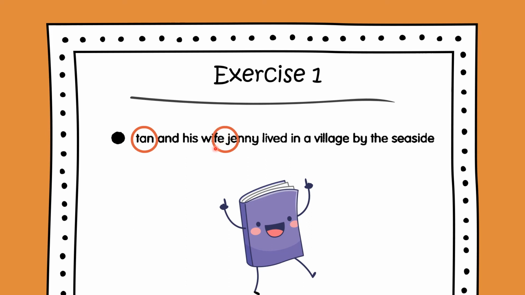And here, after the word wife, we put a comma. Why we put a comma here? Because we want to separate phrases wife and Jenny. And also, we must use a capital letter for J because Jenny is a proper noun. And last one, we must put a full stop at the end of a complete sentence.